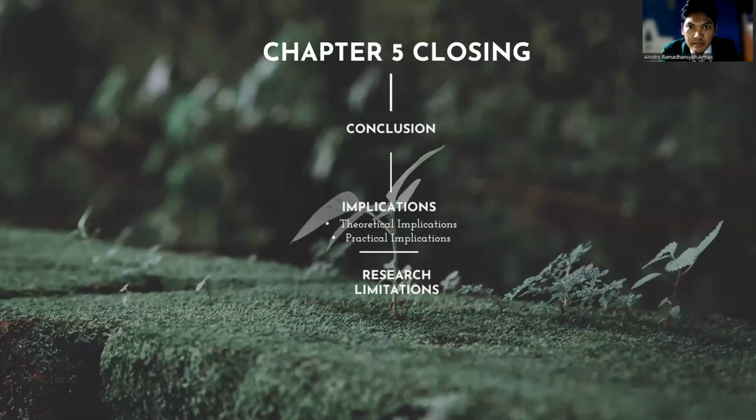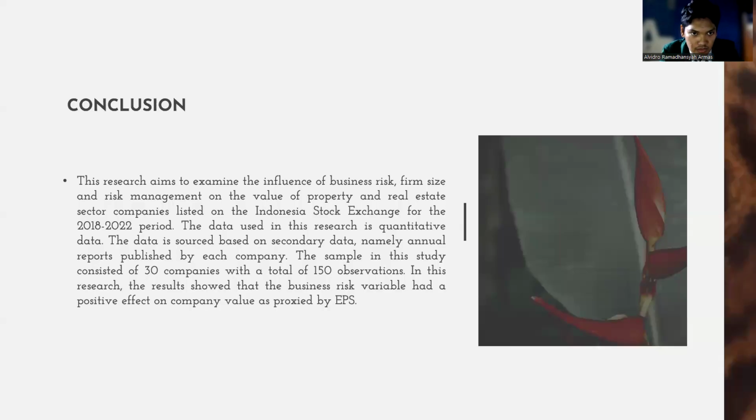And the last one is Chapter 5. In the closing, there are conclusions, the implications, which means theoretical implications and practical implications, and research limitations. For the conclusions, this research aims to examine the influence of business risk, firm size, and risk management on the value of the property and real estate sector companies listed on the Indonesia Stock Exchange for the 2018 to 2022 period.